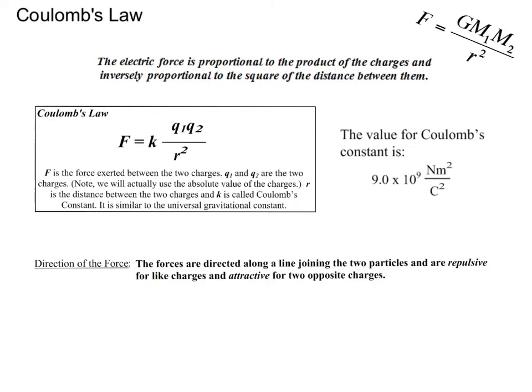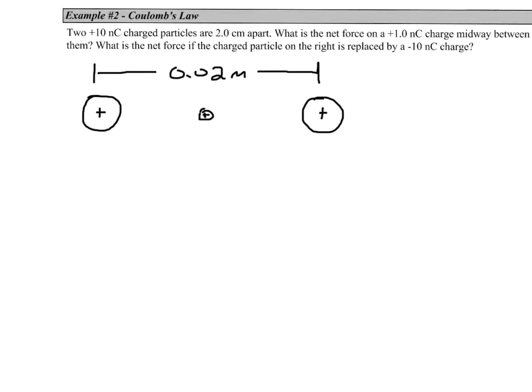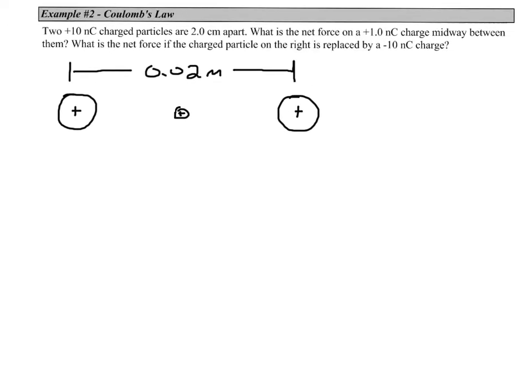Let's go ahead and take a look at an example. Here we have two 10 nanocoulomb charges 2 centimeters apart. We want to know the net force on a 1 nanocoulomb charge midway between them. Now, because 1 coulomb is a pretty large amount of charge, it's really common to use microcoulombs or millicoulombs, or in this case, nanocoulombs. Nano simply means times 10 to the negative 9. So all we have to do with these is take the 10 and times 10 to the negative 9.